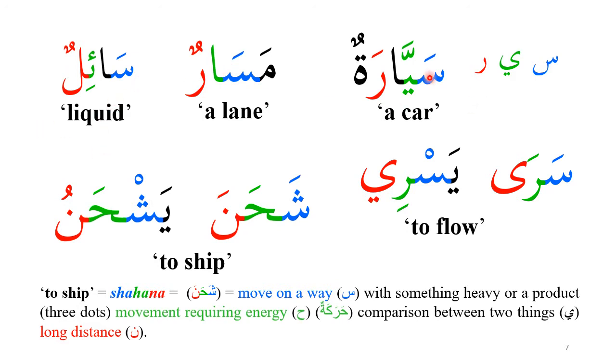And of course, this liquid meaning sin is there, right? Now, the sheen would mean something heavy because of three dots, something heavy. So, for example, shahana, yashanu means to ship something. So this is like going with the goods or heavy things, and ha is hamala, carry, noon is long distance. So to ship something means you carry hamala and goods, go somewhere, Sara. So see, it's so clear.